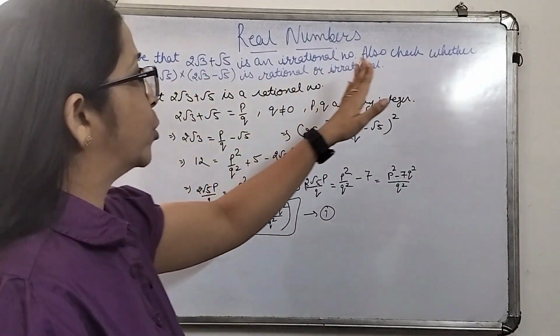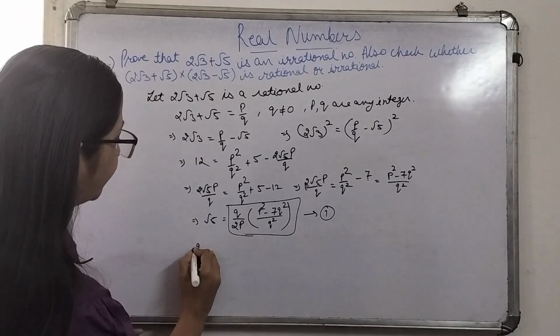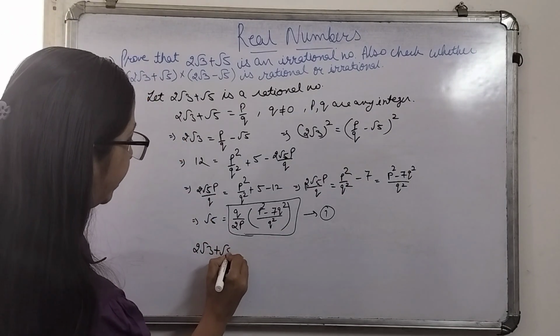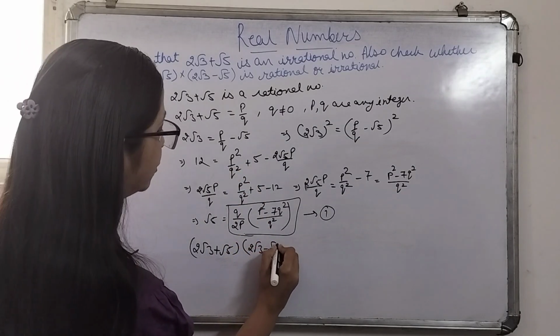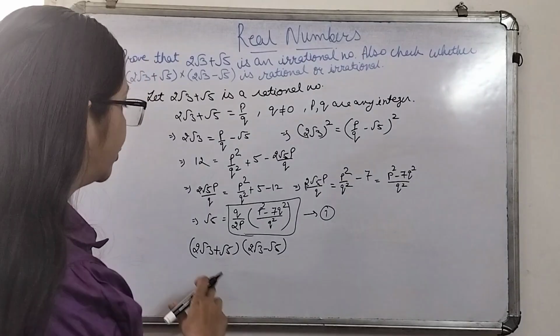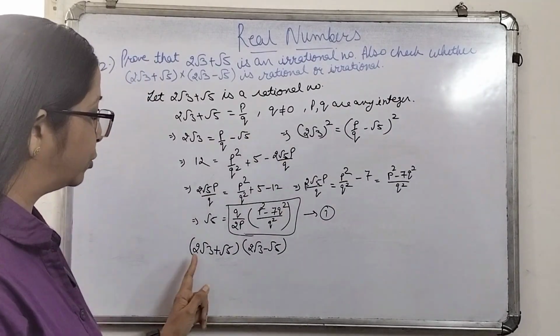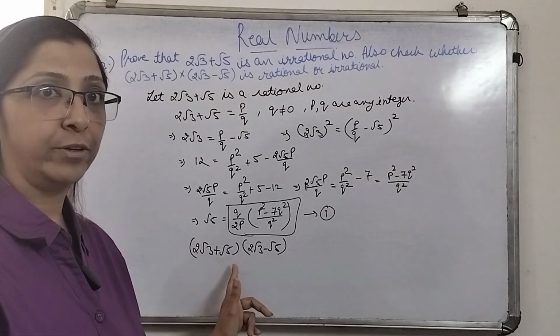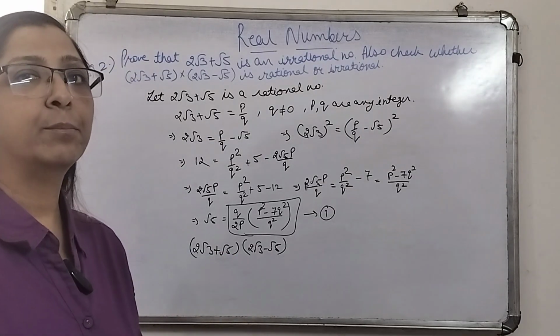Now the second part of the question is: also check whether (2√3 + √5) multiplied by (2√3 − √5) is a rational number or an irrational number. So here we can see it is your (a + b)(a − b), where a is 2√3 and b is √5. So the identity for (a + b)(a − b) is a² − b².